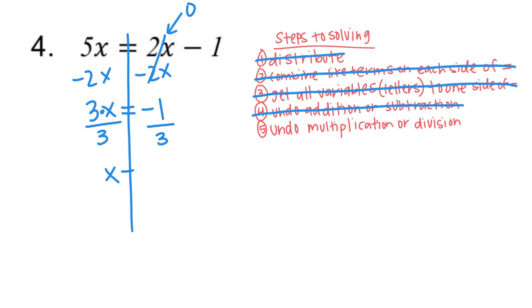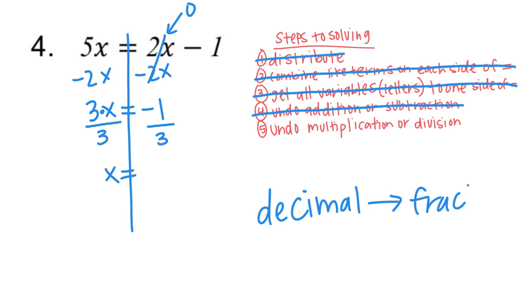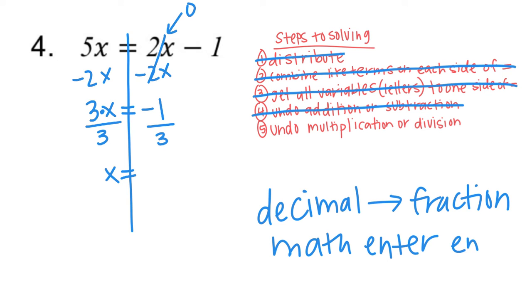Now if you need to use your calculator here, let's do it. It says negative 1 divided by 3. Oh, it's a decimal. So make sure whenever you have a decimal, you change it and make it into a fraction by hitting math, enter, enter in your calculator. And it looks like when I did that, it stays negative 1 over 3. We're going to leave it as that fraction right there.